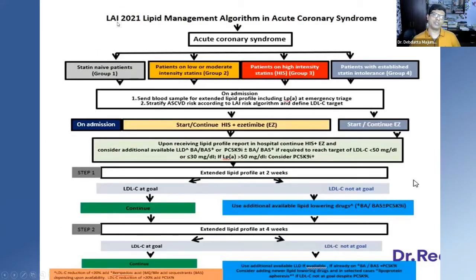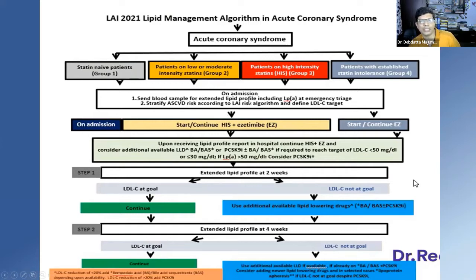This is the Lipid Association of India, LAI guidelines 2020, a very recent guideline. And this is the patient in question which we all deal with in our day-to-day practice, one of the very high-risk patients. We'll speak of the risk categories: acute coronary syndrome. Divide these patients into 4 groups depending on whether it's statin naive, not on statin, low, moderate, high intensity, and statin intolerance. So group 1, group 2, group 3 essentially.